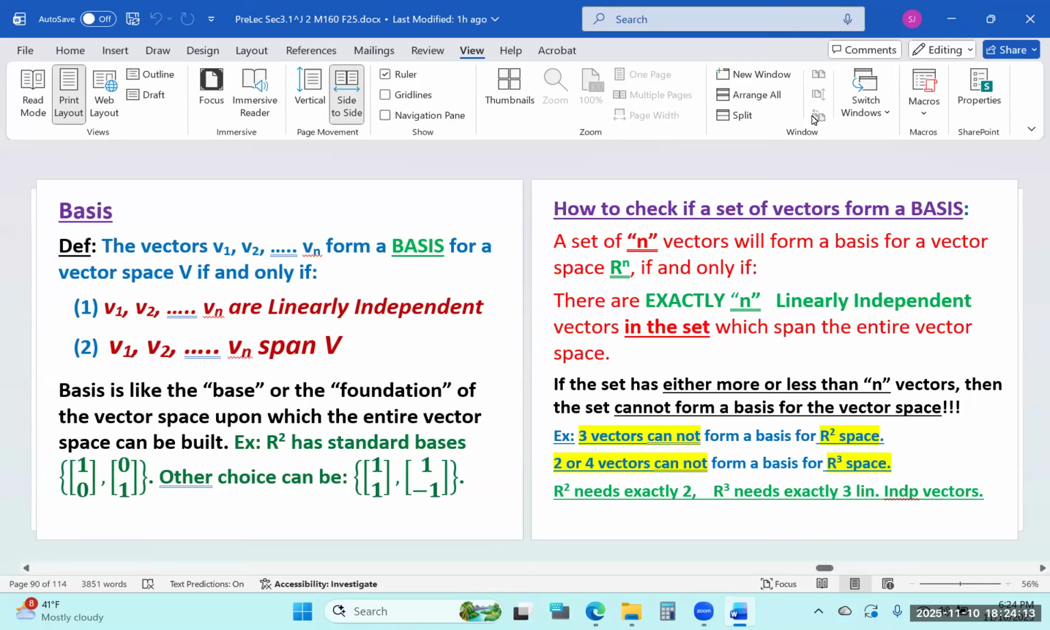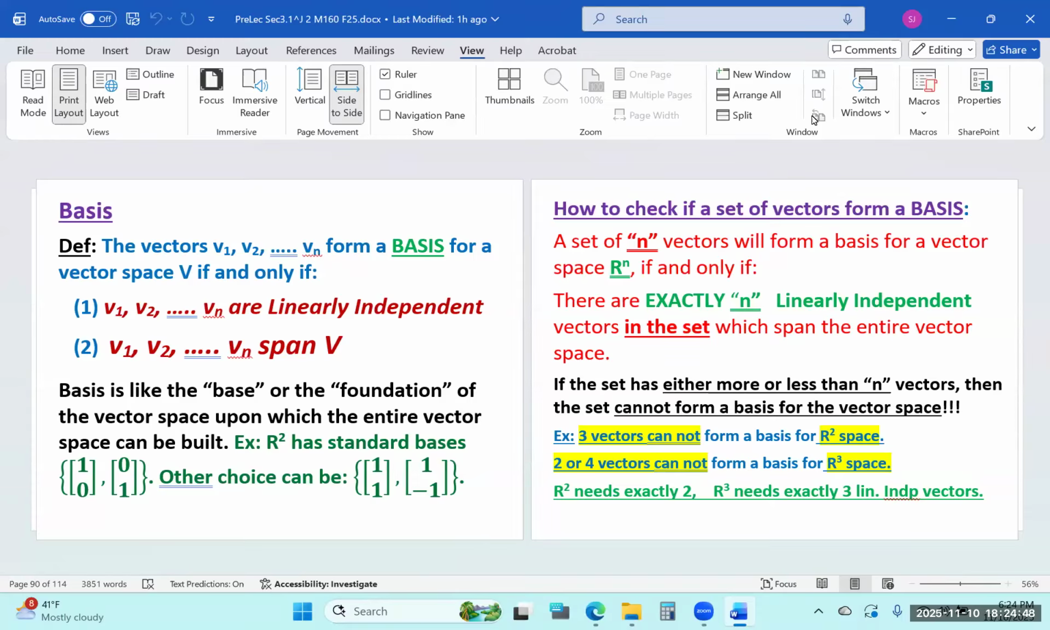So how can you check whether a set of vectors actually forms a basis for your vector space or not? Easy. All you have to do is count how many independent vectors you have. If you have exactly n independent vectors in your Rn space, no more and no less, then they form a basis. Basis is the most strict one. It cannot have more, it cannot have less. It has to have exactly n linearly independent vectors in your set.